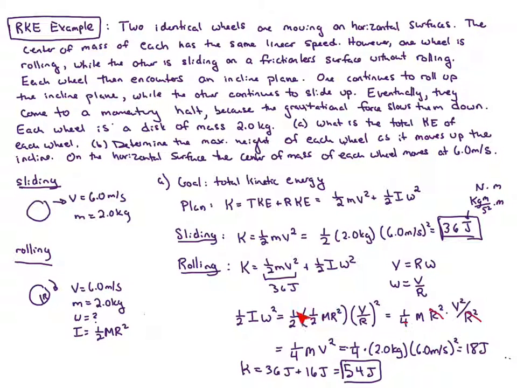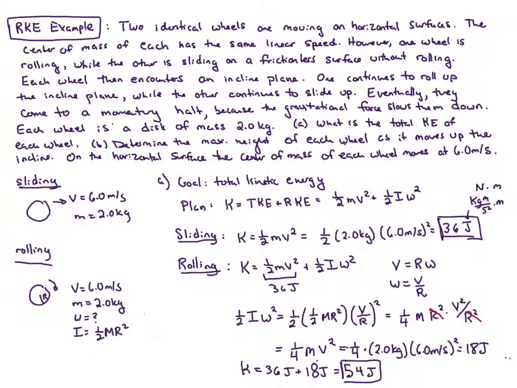If I just do this out and do all my algebra, this turns into a fourth, this is r squared, this is a v squared now, and an r squared in the denominator, so the r squareds cancel. I am left with a quarter of mv squared, which is interesting. It's half of the translational kinetic energy. We have half as much rotational kinetic energy as we have translational kinetic energy. So we have 18 joules in rotational, 36 in translational, 54 joules total. In the rolling case, we have the translational plus the rotational, 36 plus 18, which is 54 joules.